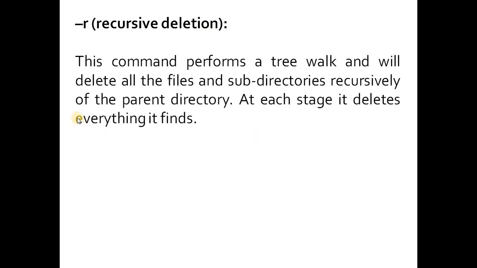The last option is recursive deletion. This option performs a tree walk and will delete all the files and subdirectories recursively of the parent directory. At each stage, it deletes everything it finds. This is used when deleting multiple files or deleting a directory. If it has a subdirectory, and the subdirectory has some files, it will go on deleting each and every file and subdirectory starting from the last node.